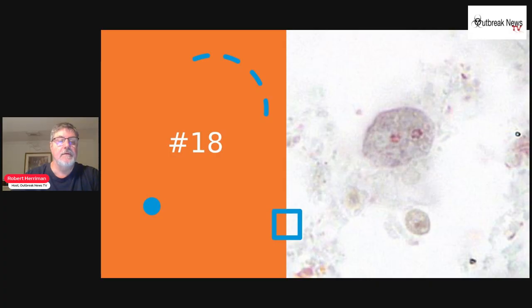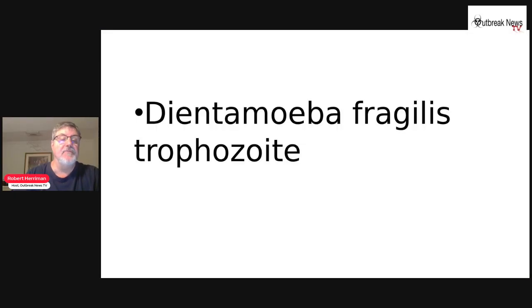18. Most of the trophozoites of this parasite are binucleate. Some only have one nucleus, though. The nucleus typically has a fragmented karyosome with discrete chromatin granules, and a thin nuclear membrane could be visible. What do you think it is? The photograph that I put up there is very, very characteristic. And if you guessed Dientamoeba fragilis trophozoite, you are correct.